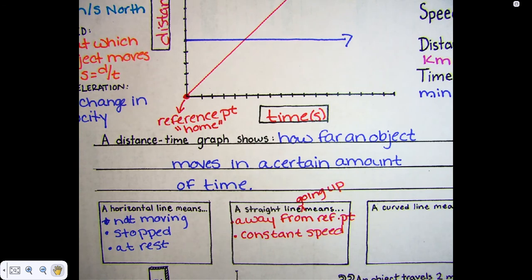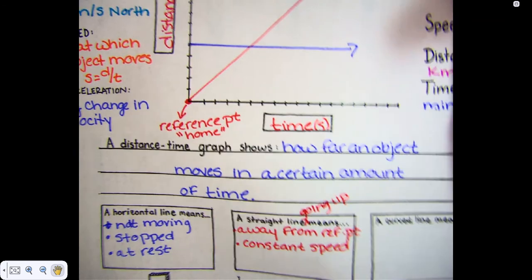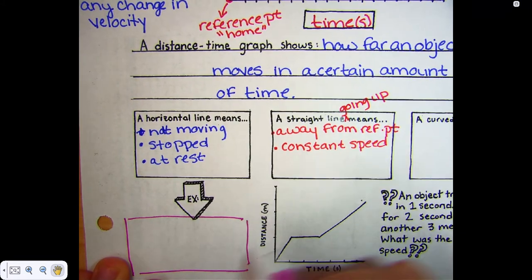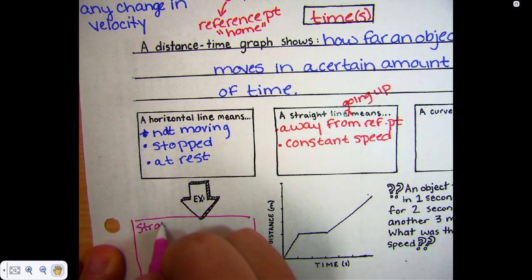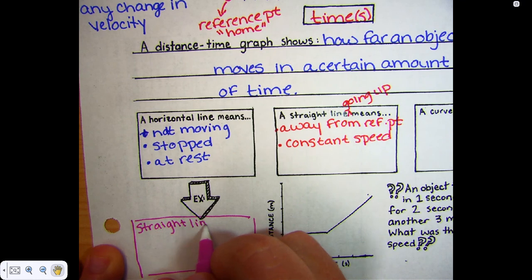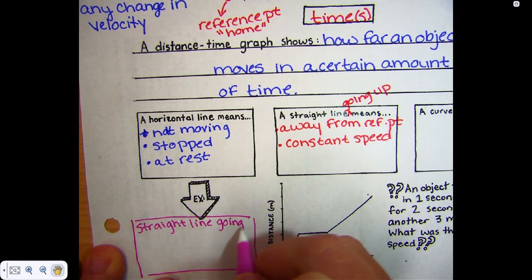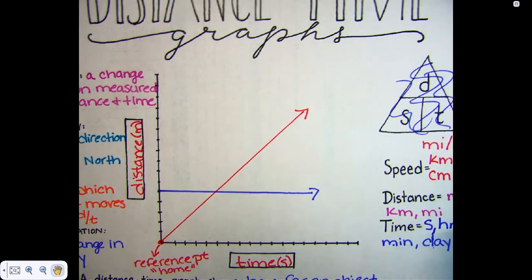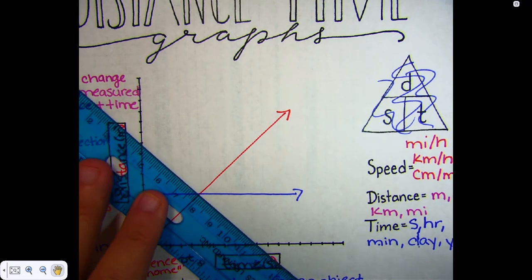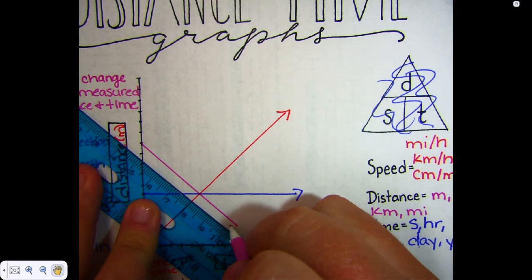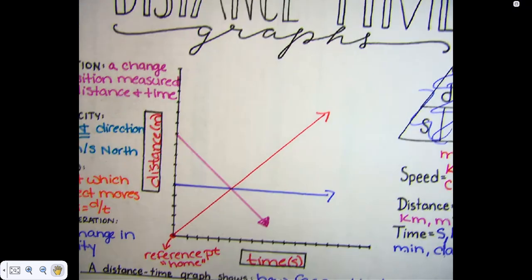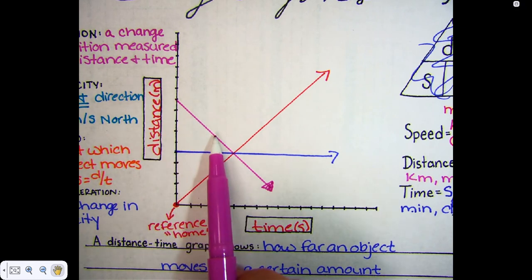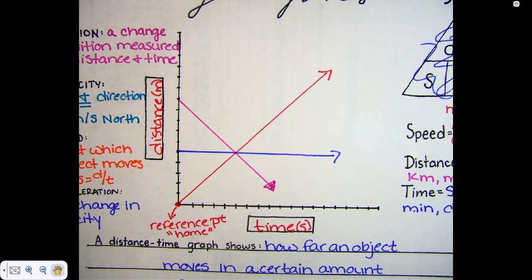All right. We are now going to draw a box down at the bottom left. In this box, we are going to say straight line going down. Okay, I'm going to come up to my graph and I'm going to pick a spot, doesn't matter where, and I'm going to draw a straight line going down. This line means two things. Notice, as my time increases, my distance is getting smaller from my reference point.